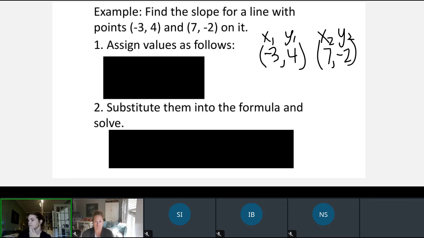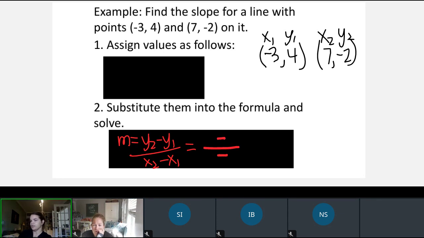Okay, now I'm going to substitute them into my formula and solve. My slope formula is y2 minus y1 divided by x2 minus x1. The first thing I want you to do is draw your fraction line and your two subtraction signs. Sometimes when we start to get double negatives in there, we tend to leave out the subtraction sign from our formula. So let's make sure we've got that in there already.